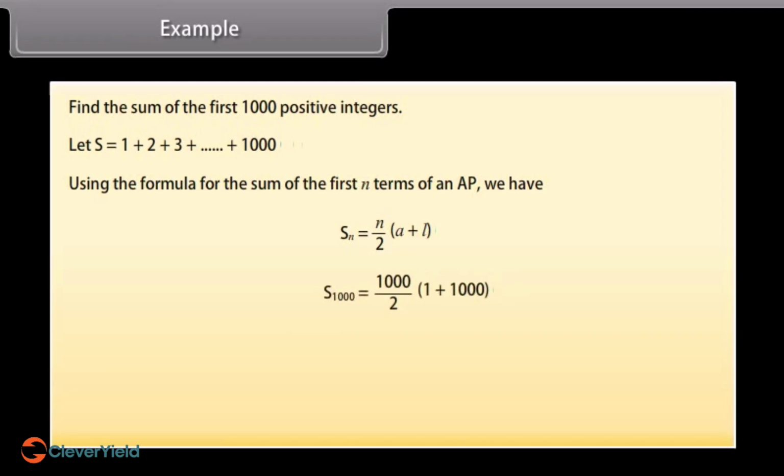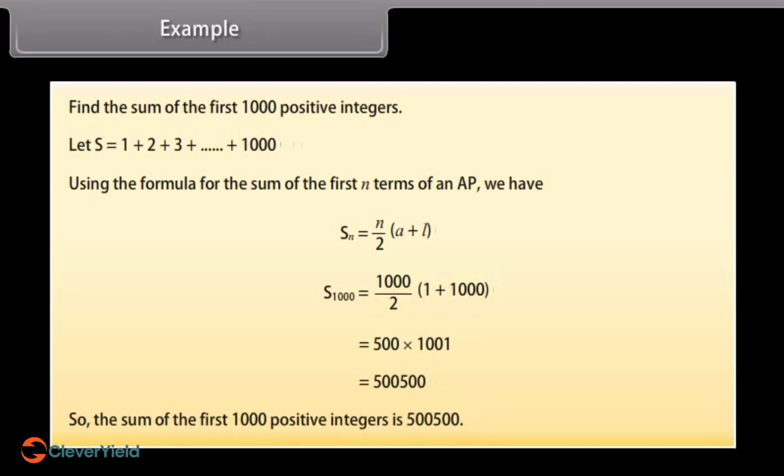Substituting the value of n, we get S1000 is equal to 1000 upon 2 into 1 plus 1000. This is equal to 500 into 1001, which becomes 500. So the sum of the first 1000 positive integers is 500.